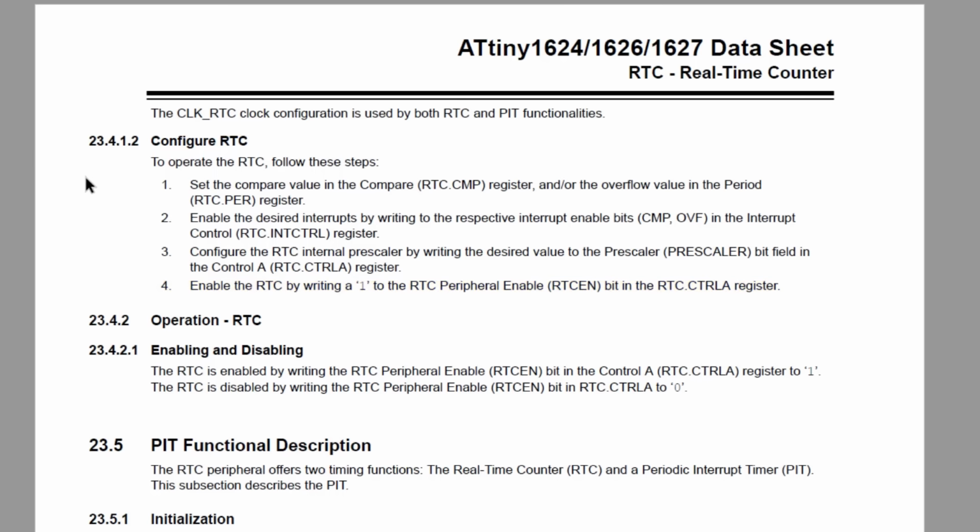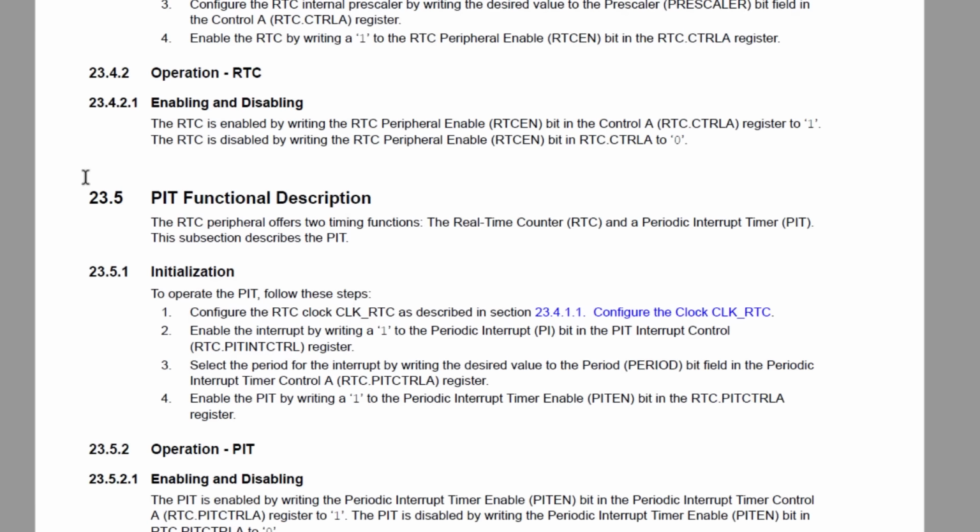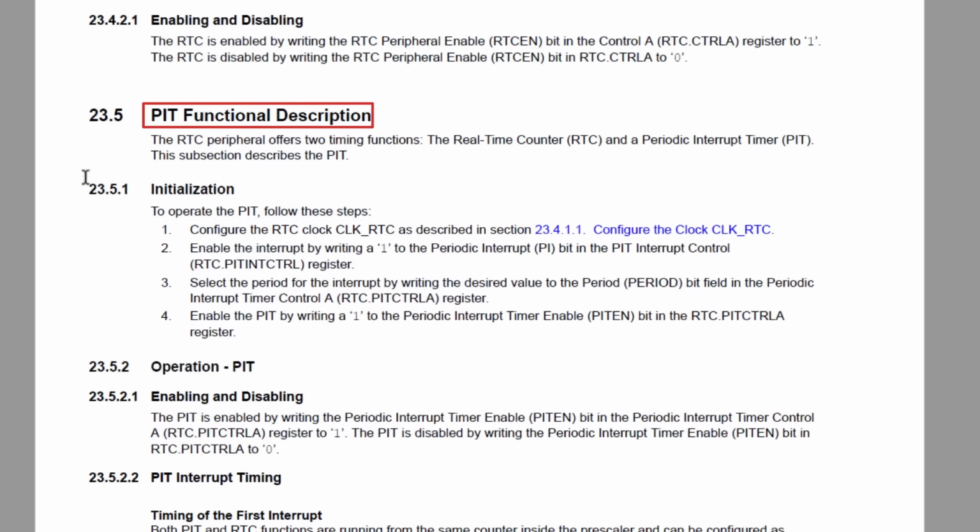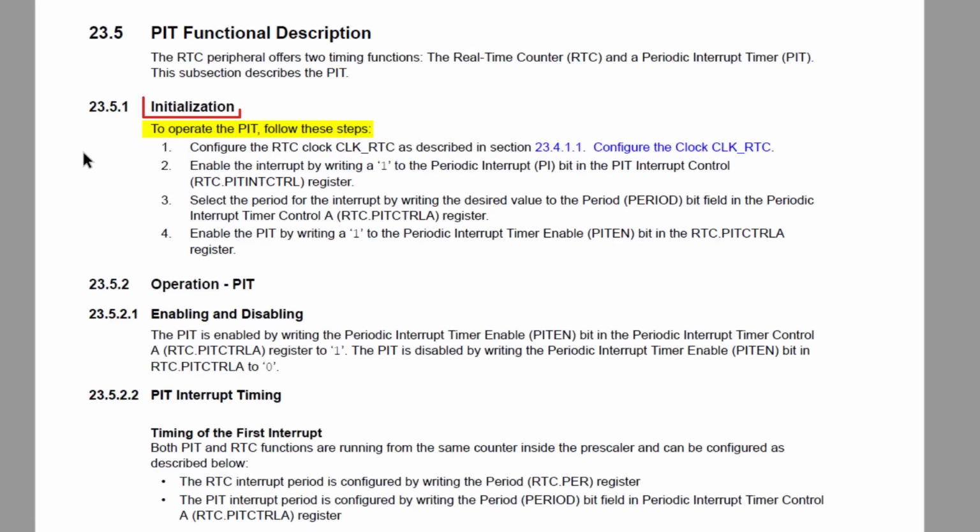Now while we're here, let's also take a look at the PIT functional description. Datasheet section 23.5 is the PIT functional description. Under initialization, it says we need to: Step 1, configure the RTC clock, which is much the same as we looked at just earlier. Step 2, enable the interrupt for the PIT in the PIT int control register. Step 3, select the period for the interrupt in the PIT control A register. And step 4, enable the PIT in the PIT control A register.